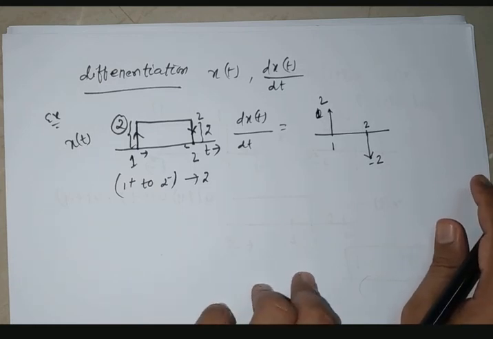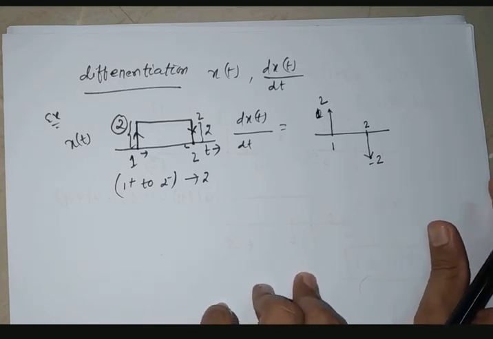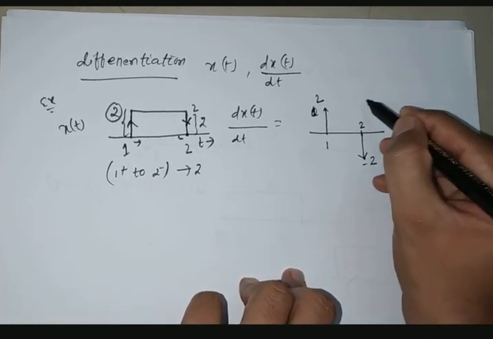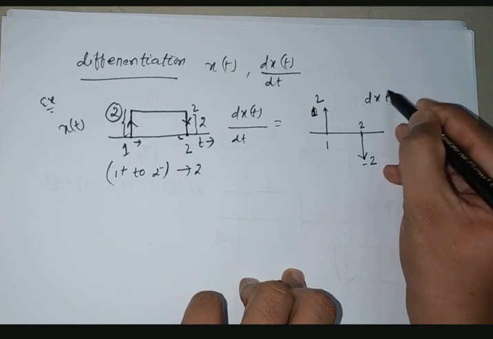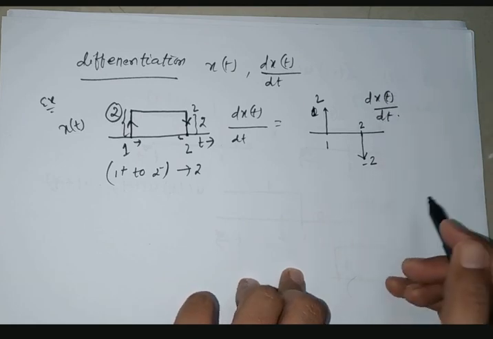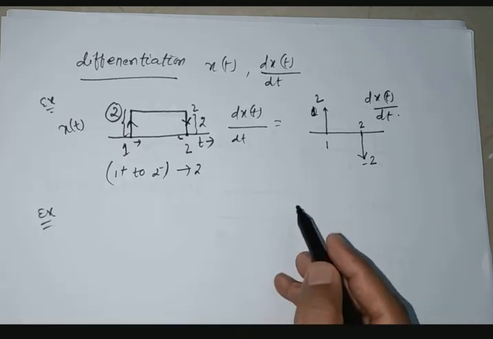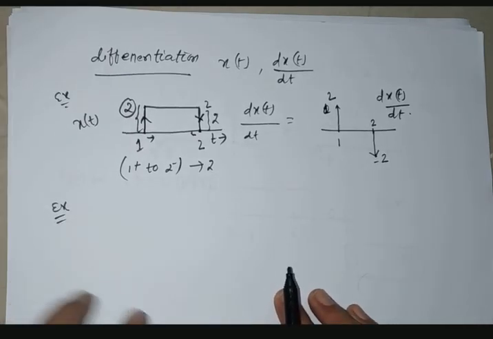It's very important. Generally you will not get this. This is very important. This is dx of t by dt. Okay, I will take another example so it becomes more clear to you people. I am taking some random example.